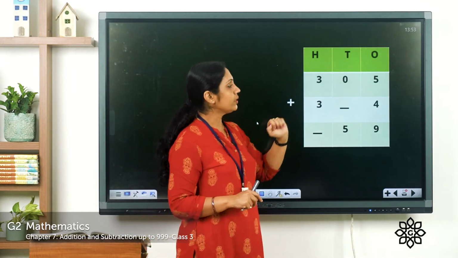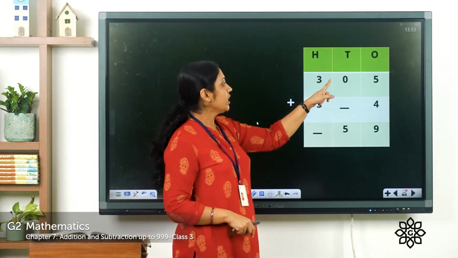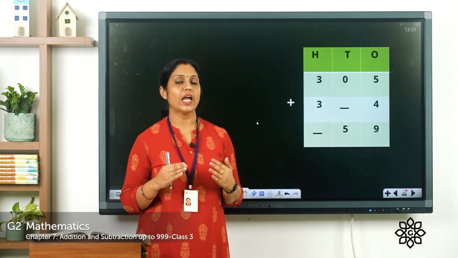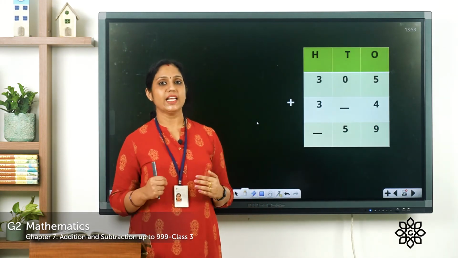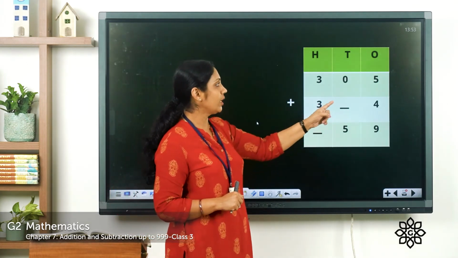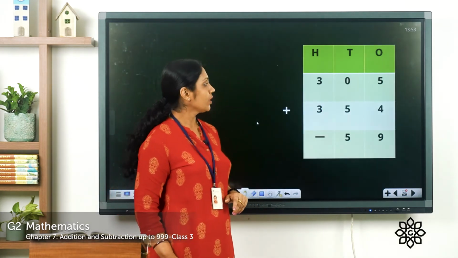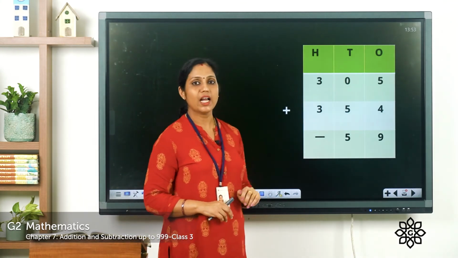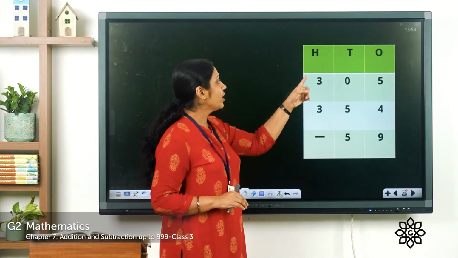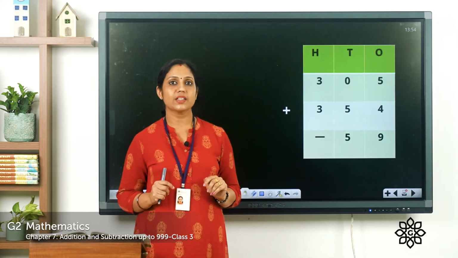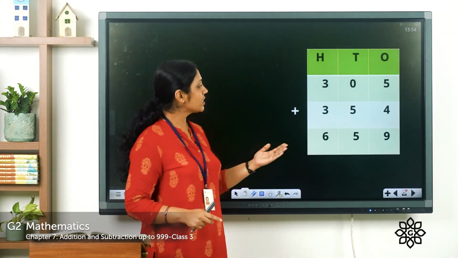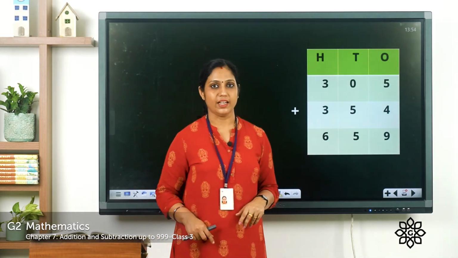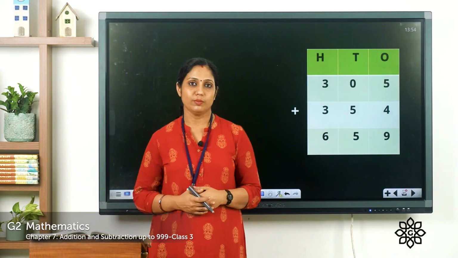Now let's move on to the tens place. 0 plus dash is equal to 5. So we have learnt 0 added with any number, we get that number itself. Just think what should come here. 0 plus 5 makes 5. Now let's move on to the hundreds place. In the hundreds place we have 3 plus 3. So how much is 3 plus 3? It is 6. So that 6 you can write in the hundreds place and you get the answer 659. So hope you understood how to find out the missing numbers.